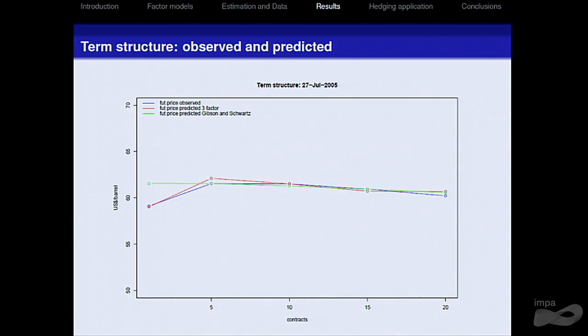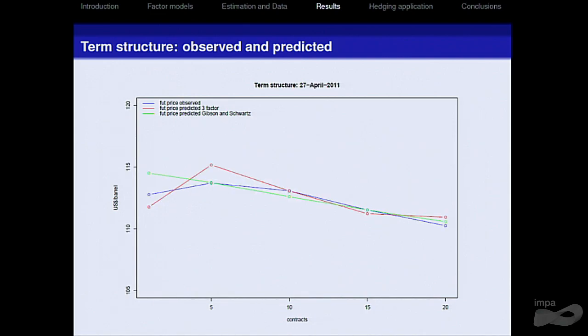So here we have the term structure of future prices on this day, July 2005. You can see the three-factor model is the green curve. You can see that for the first contract we have a greater error. We have another term structure for this day in April 2011. Here the future price on the fifth contract is greater, but for the first contract we have a smaller error for the three-factor model.